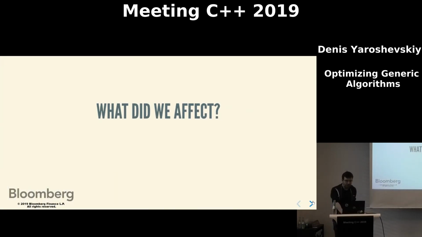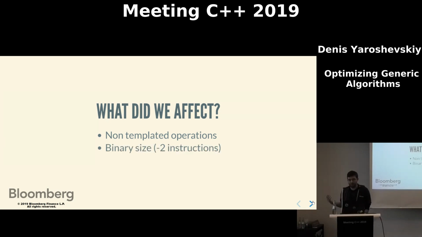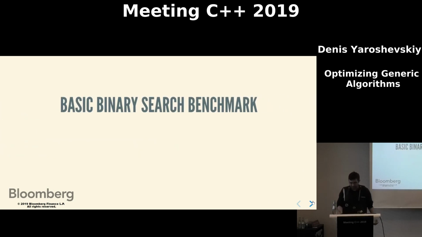So let's analyze this. What did we affect, right? We affected only non-templated operations: we divide by 2 differently. We don't do much else. We reduce the binary size by 2 instructions. But I claim if you reduce binary size, you're good, right? I don't know of anything you should care about. Reducing binary size is good. I don't know why it would be bad otherwise. Overall. OK. So let's come up with a basic binary search benchmark, right?